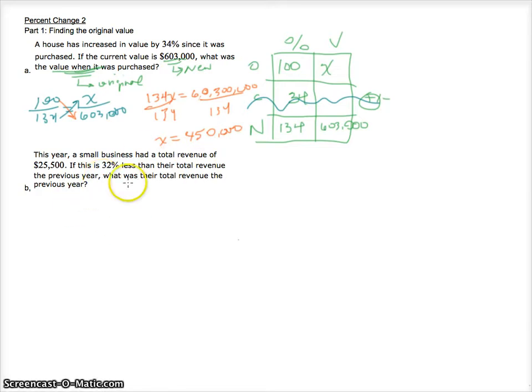Let's look at part B. This year, a small business had a total revenue of $25,500. This is 33% less than their total revenue the previous year. What was the total revenue the previous year? So here we need to set up our percent change box again.